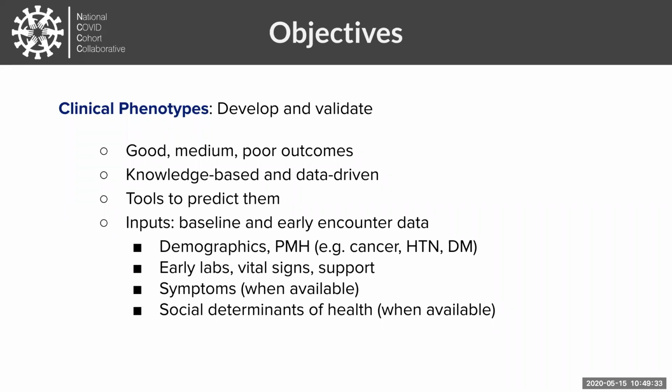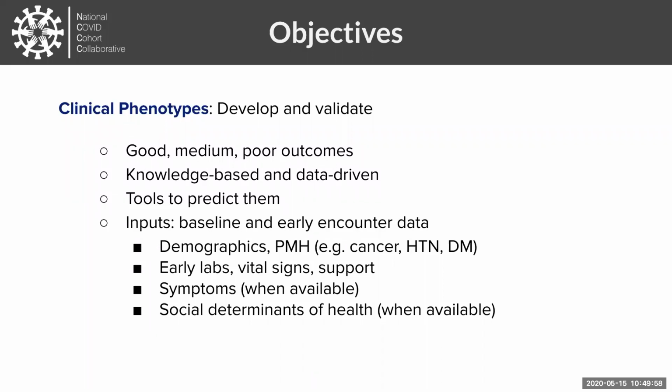So clinical phenotypes we plan to develop and validate include outcomes phenotypes, those that have good, medium, poor, for example. These phenotypes will be both knowledge-based or ontology-based and data-driven. And we also have a vision to develop tools to predict these phenotypes, tools that will ultimately be deployable as interventions in live electronic health records.